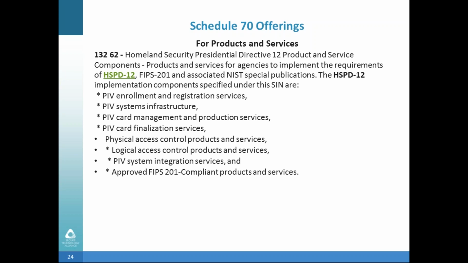As part of the requirements, our SIN 13262 offers peer credential enrollment and registration services, system infrastructure, mostly on the IT side, but that can include the PACS IT side, card management and production services, card finalization. That's actually the printing and data instantiation of the peer credential itself. And we have basically integration services on the physical access control side.